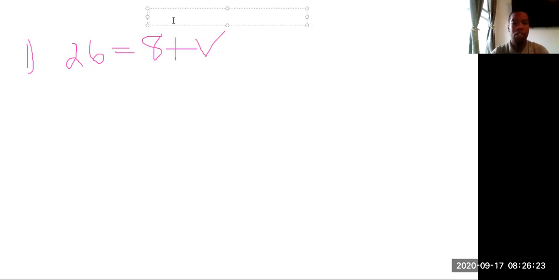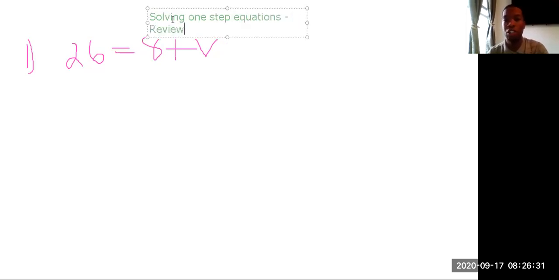And our first question on the worksheet says 26 is equal to 8 plus v. And in the chat, could you just go ahead and start putting what's my first step? And remember, this is solving one-step equations. This is a review. And this is the worksheet that's in your Google Classroom that you'll have to go back and look at. And if you already did it, this is a good way to check if you got your answers right.